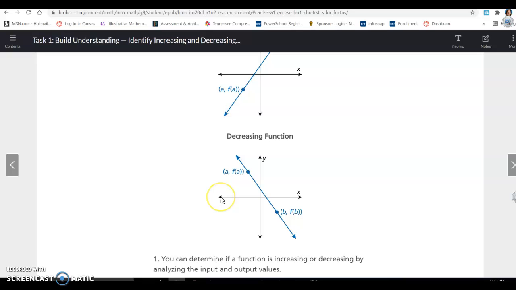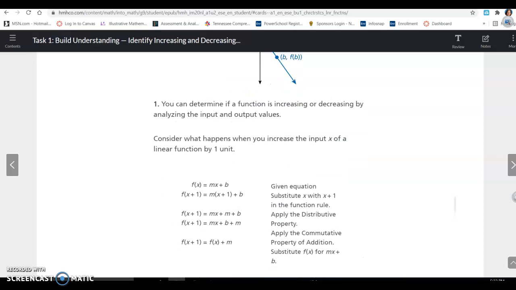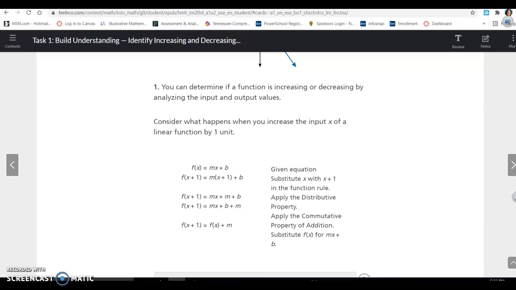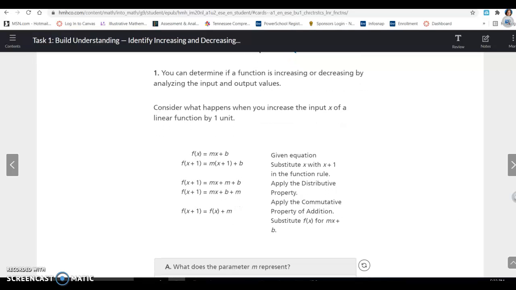So if you just remember, we write from left to right. Your sentences, you read from left to right. So on a graph, if it goes up from left to right, it's increasing. If it goes down, it's decreasing. That's simple.